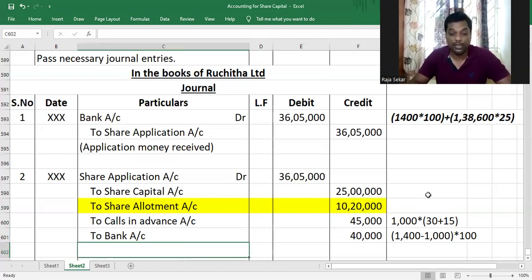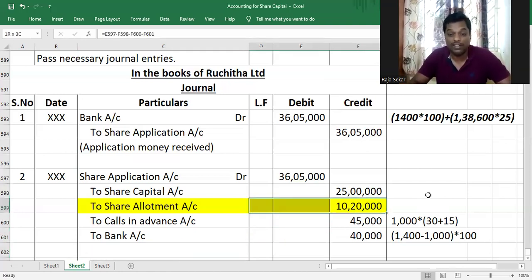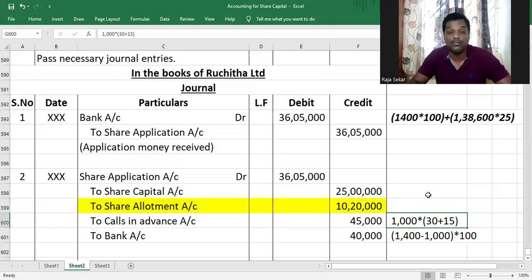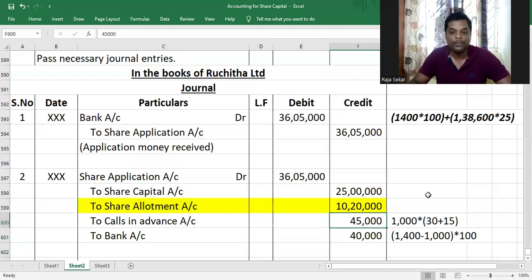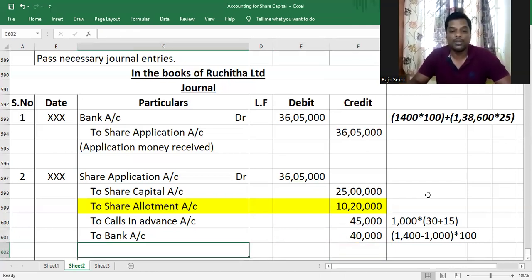So after doing all this computation and arriving at the share allotment account, you'll also have to see if the amount credited to share allotment account is more than what is due on share allotment account. If it is more, then you'll have to take that extra amount to calls in advance, and then even if it is more beyond that, then you'll have to refund that. But that is not the case in this case. Understood or not, my dear children?